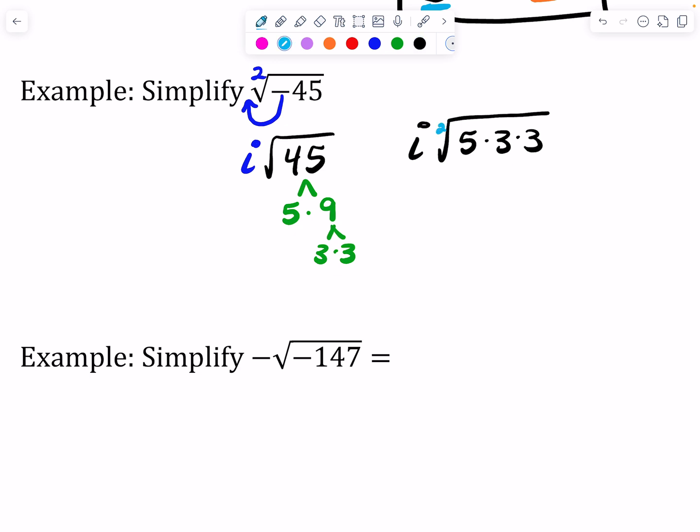Remember, when your index is a 2, you're looking for groups of 2. We have 2 3s, so a 3 can come outside. We have 1 5 by itself, so that's going to stay underneath the radical. And this I is going to be multiplied by that.